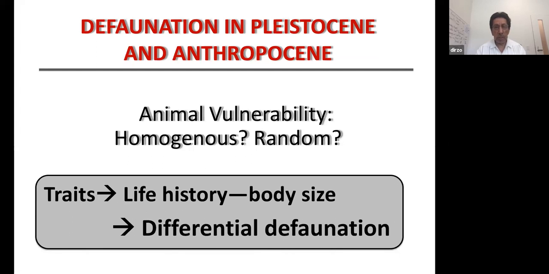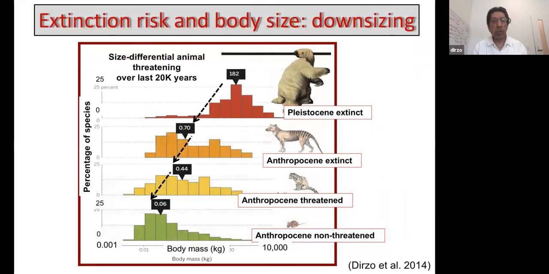So let me try to illustrate the situation with the next slide, which shows four histograms that represent the percentage of species in different categories of body size and how those frequency distributions have changed through time. We start with the red histogram on top, which shows the frequency distribution of animal body mass in the Pleistocene. Those little black rectangles on top of the histograms represent the median value of body mass at those particular times. And as you can see, in the Pleistocene the median size of animals was very, very big.